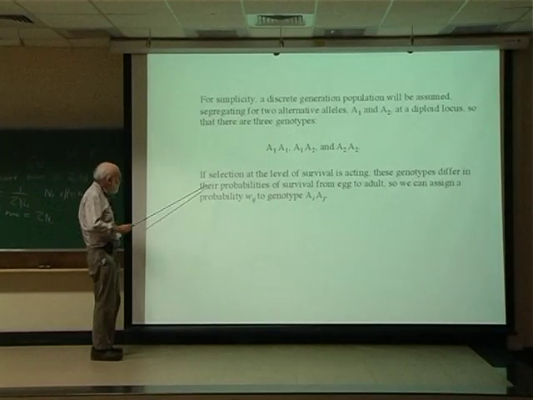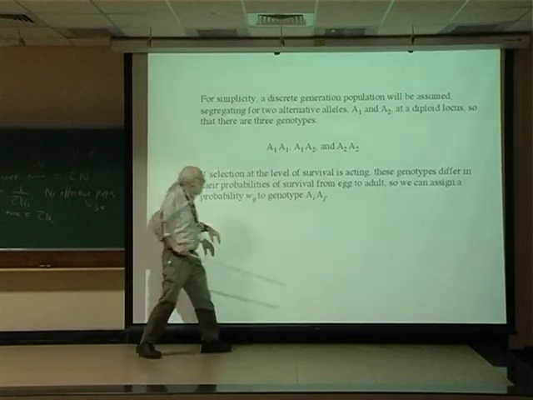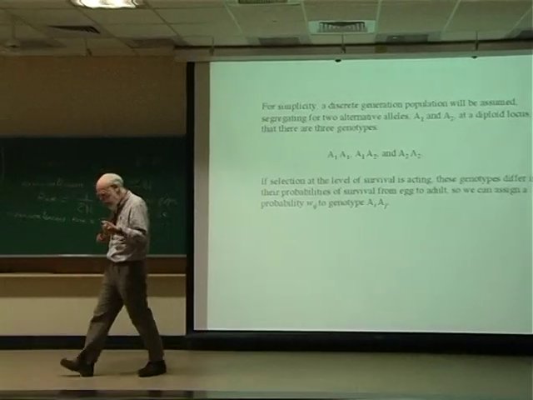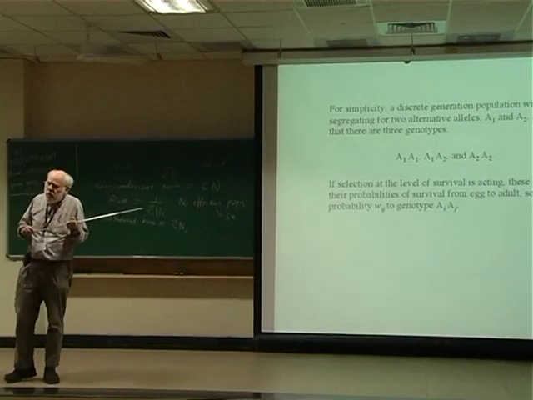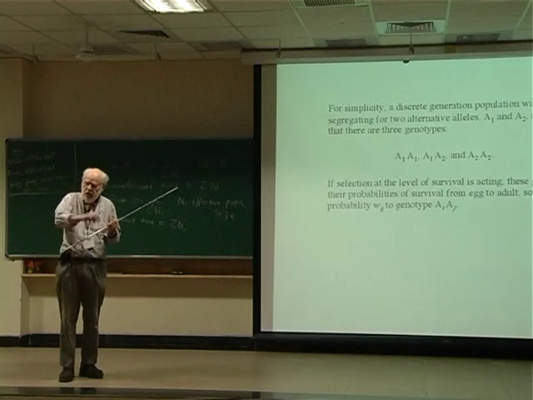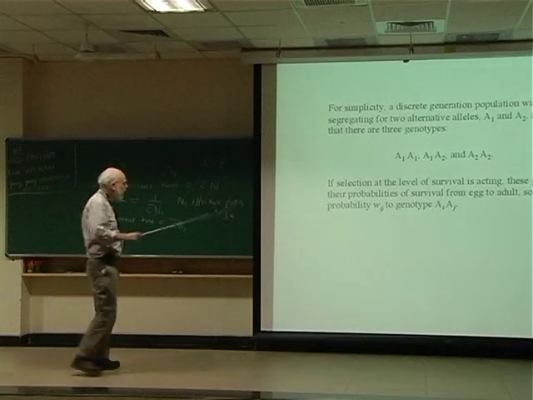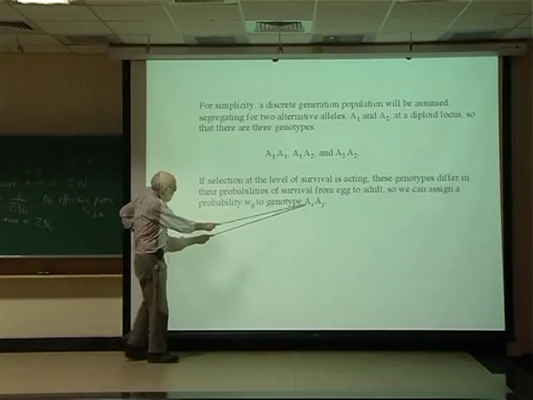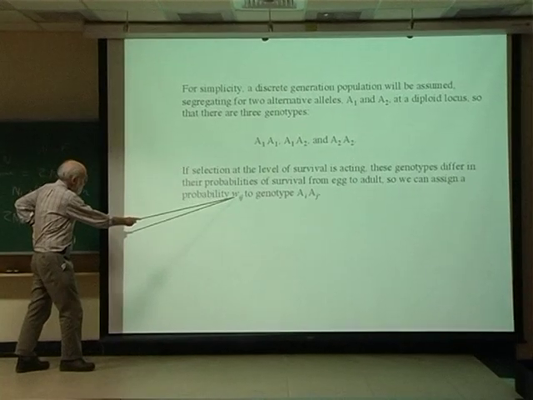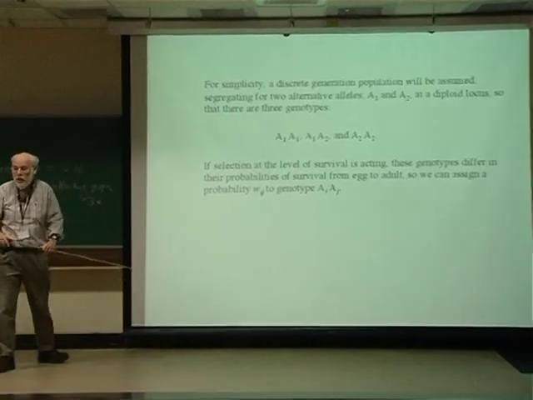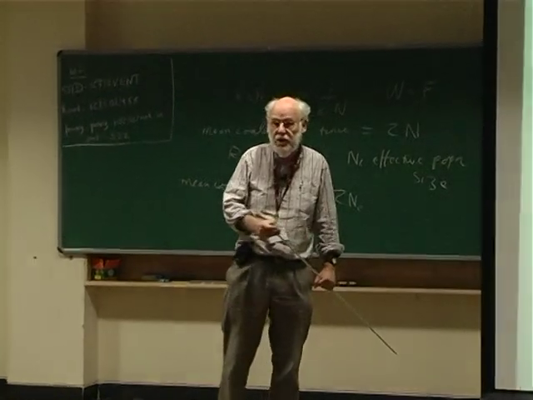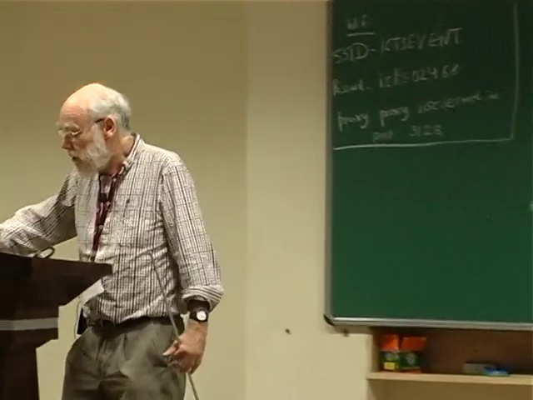I'm going to assume, for simplicity, that we've got selection acting at the level of survival. So the only difference between these genotypes is their probabilities of survival from egg to adult. Of course, that reflects, at some level, the effects of this locus on some trait on which selection is acting. But we sidestep that problem, and we just look at the relative fitnesses of the genotypes. So we have a probability that individual A sub I, A sub J, survives from egg to adult, which is W_IJ. We're indexing each genotype by its own survival probability, and initially we'll assume that's constant from generation to generation in order to make life simple. Okay, everybody with me?